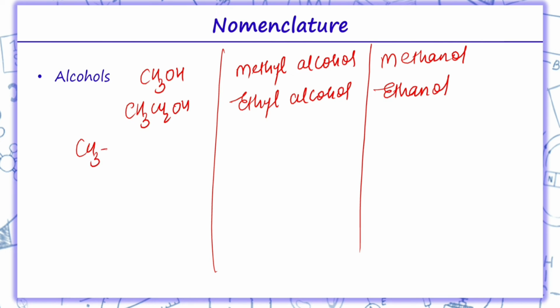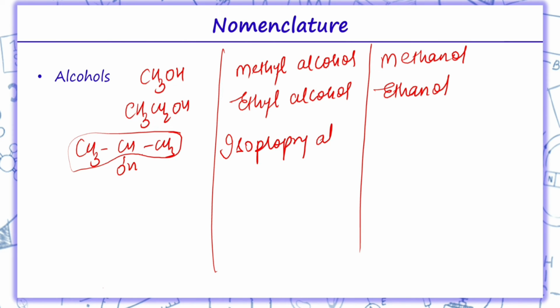But if we have CH3CHOHCH3, according to common naming, it is isopropyl, so it will be known as isopropyl alcohol, and the IUPAC name is propan-2-ol.